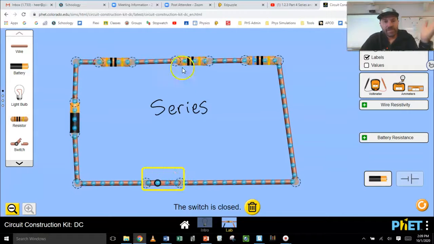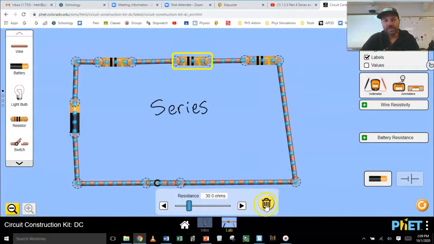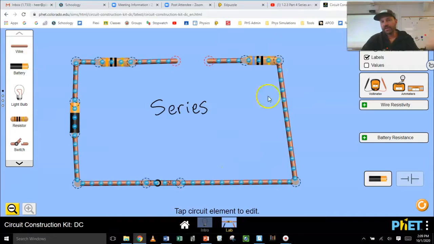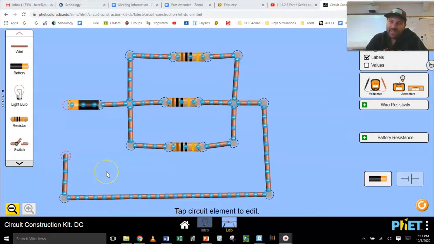These are like old school Christmas lights. I don't know if you ever had any of those. If you had one Christmas light that would go out, the entire circuit would go out. Let's talk about parallel. All right. This is a parallel circuit.